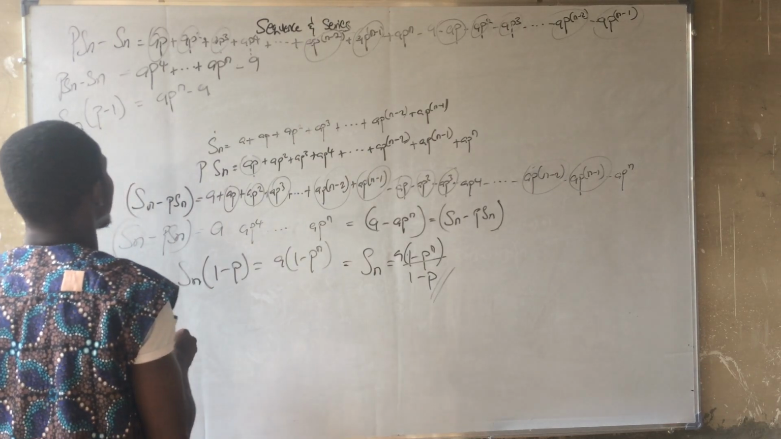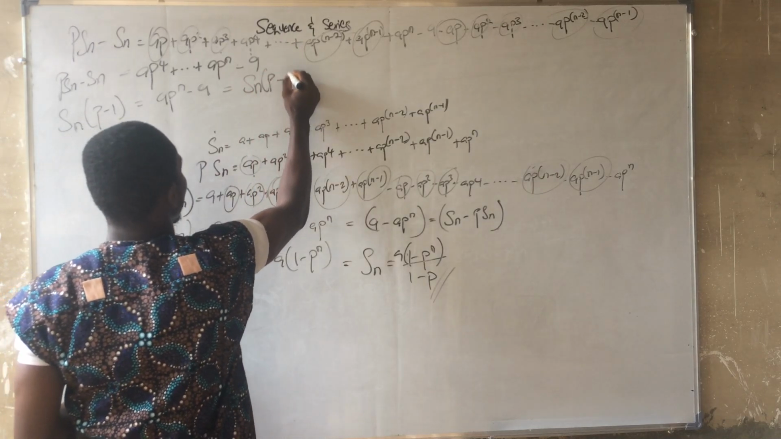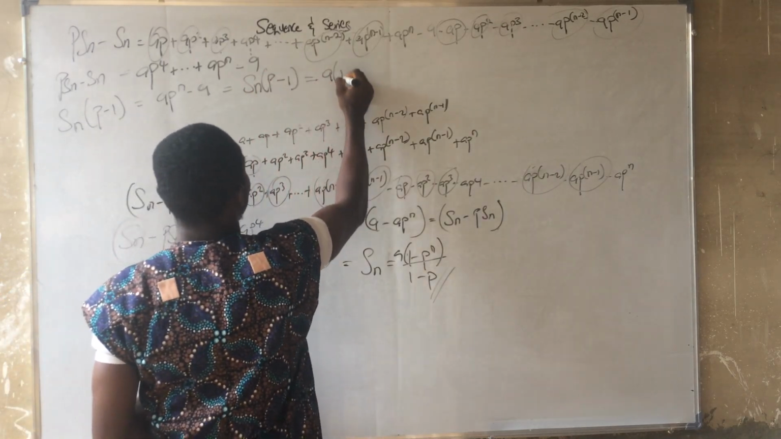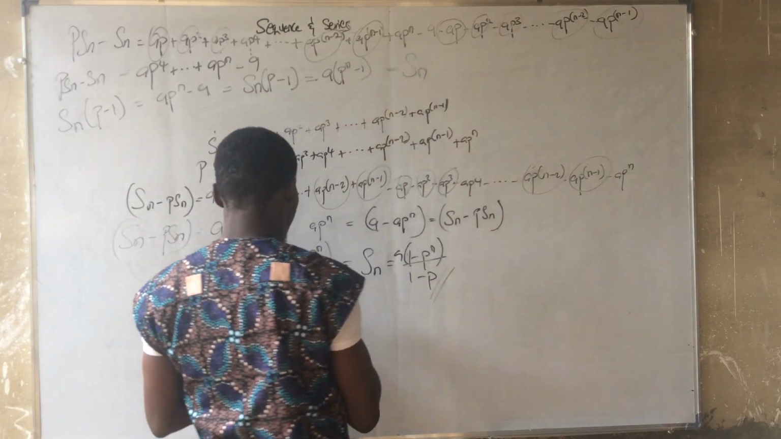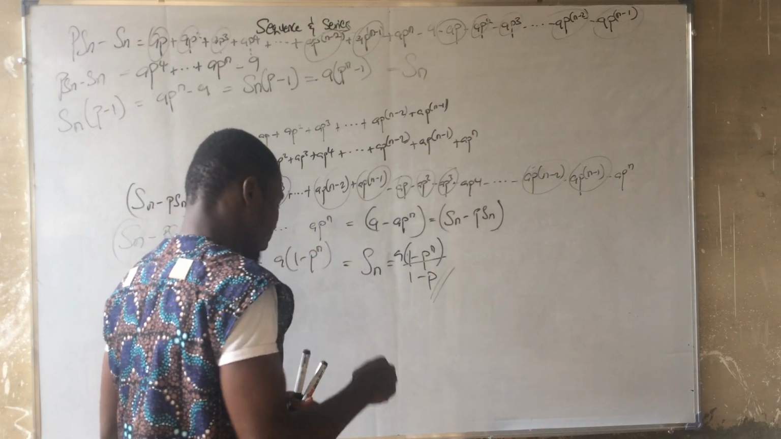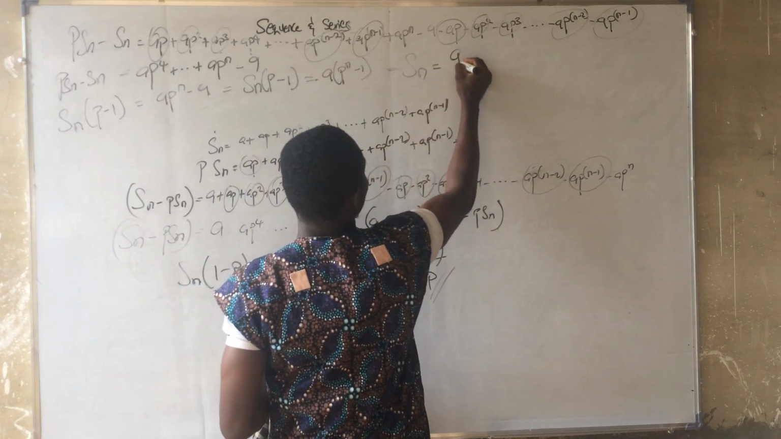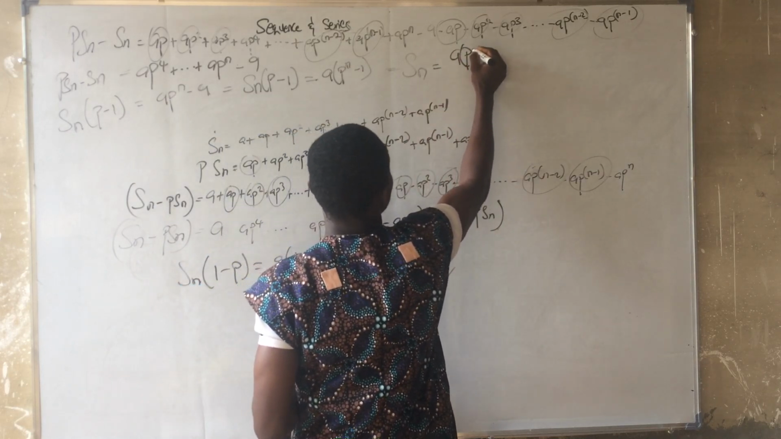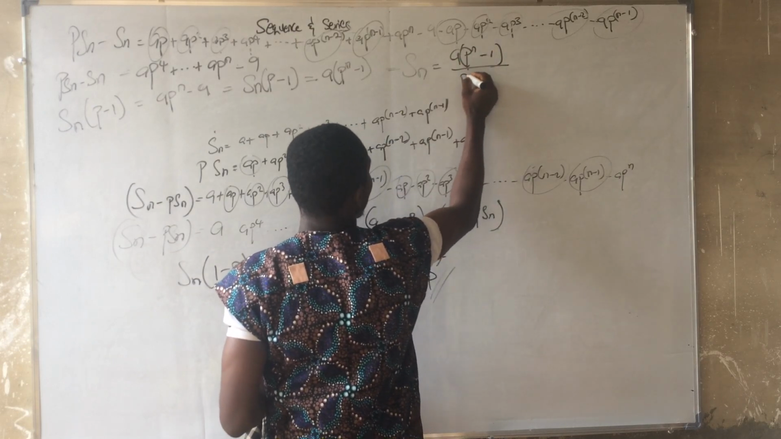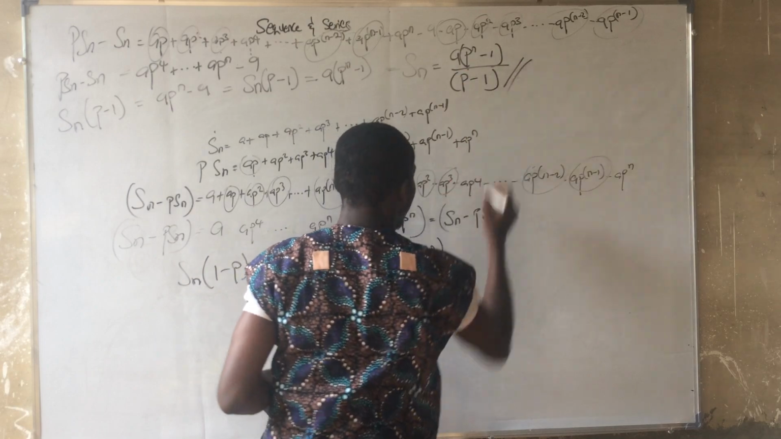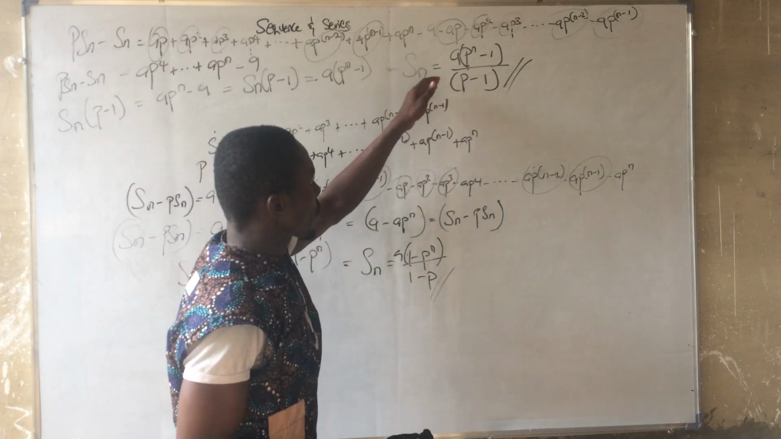So the next thing we are going to do is this. We say Sn times p minus 1 is equal to a bracket p raised to the power n minus 1. This is going to give us that Sn is equal to a bracket p raised to the power n minus 1 all over p minus 1. So we now see the two formulas here. Sum to n is this, sum to n is this.